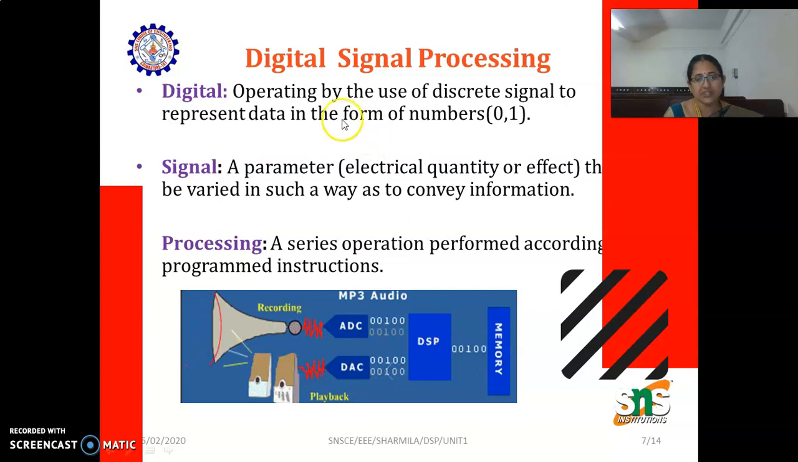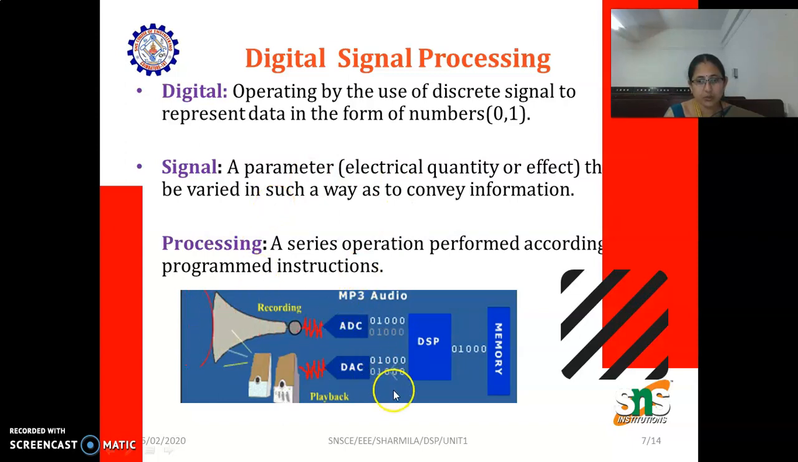Now we see digital signal processing. I think you students should know what is meant by digital. It means the information or data is represented in zeros and ones. And we should know about the signal. It carries information from one place to another place. And processing is nothing but a series of operations performed according to some programmed instructions. So combining these three, we get digital signal processing.